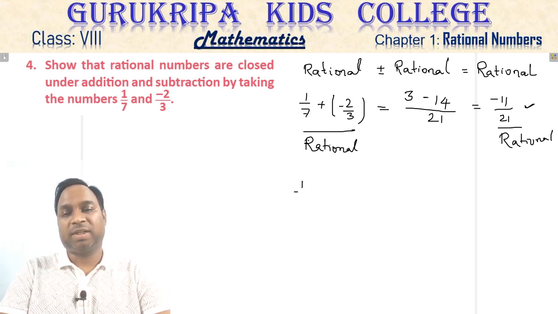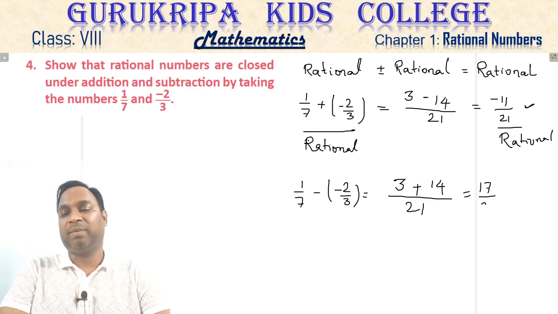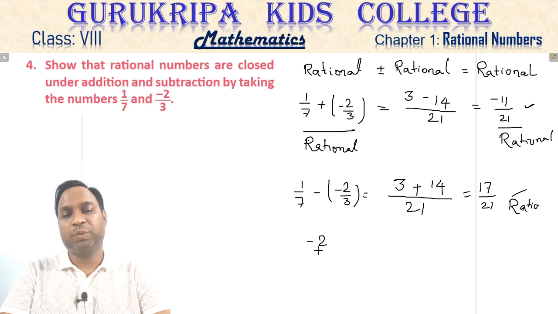Now for subtraction, what can we do? 1 divided by 7 minus 2 divided by 3. What will this give you? Again take the LCM, 21. 3 plus 14, 17 divided by 21. This is also a rational number, isn't it? Now if you want to do otherwise, you can do that way also. Minus 2 divided by 3 minus 1 by 7. This will also give you a rational number only. You can check it over here.